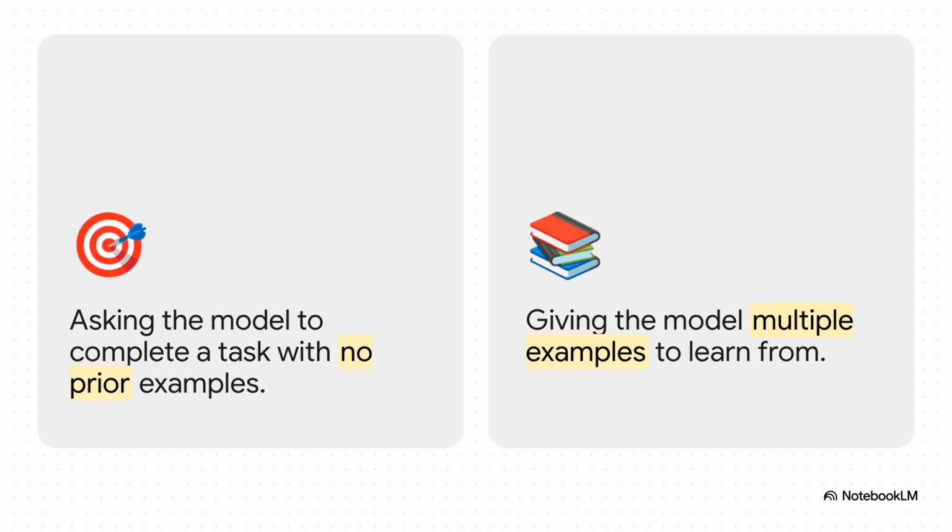Few-shot prompting, on the other hand, is when you provide the model with multiple examples of what the input and the desired output should look like. By giving the AI clear examples of previous work, you significantly narrow down its focus and vastly improve the quality and formatting of what it spits back out.